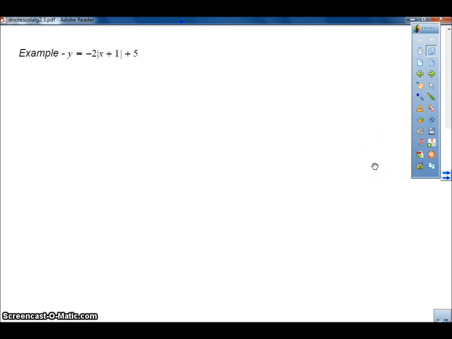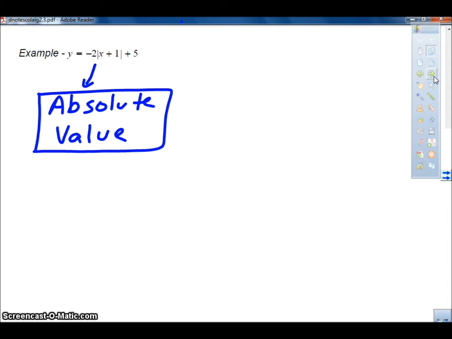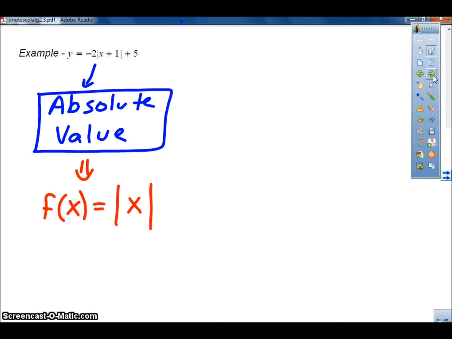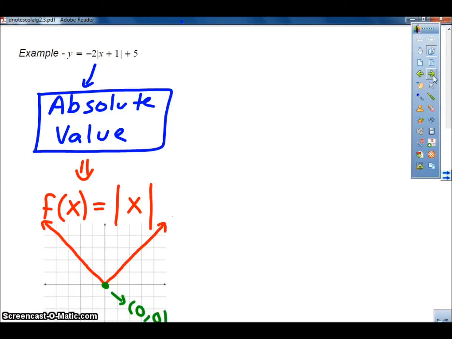We'll take y equals -2 times the absolute value of x plus 1, and then to that we're going to add 5. So we want to graph this equation. This is an absolute value equation, so first identify what type of equation you're dealing with. Because it's an absolute value equation, we'll start with the basic absolute value function, which is f of x equals the absolute value of x. And we start with this one because we have this graph memorized. We know what this graph looks like. It is the V shape. And remember, this V shape has the point 0, 0, so we want to keep track of that also.